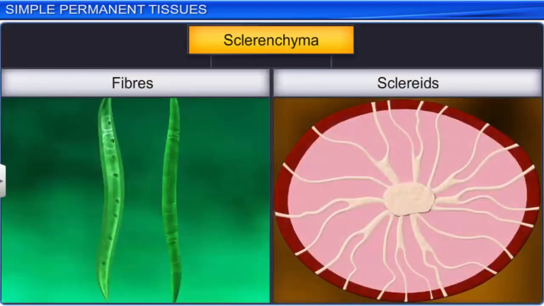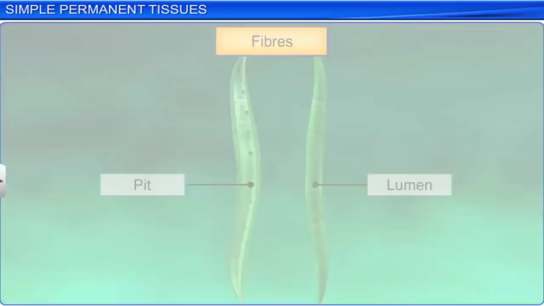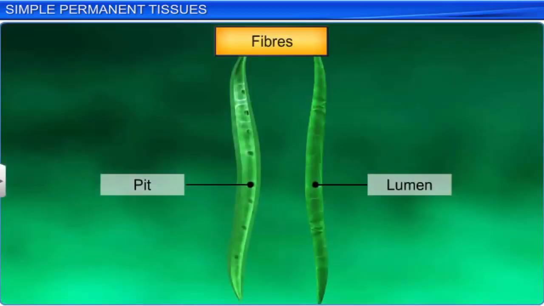Based on the variation in form, structure, origin, and development, sclerenchyma tissue can be of two types: fibers and sclereids. Fibers are narrow, elongated, spindle-shaped, thick-walled cells with pointed ends. They usually occur in groups in various parts of the plant.